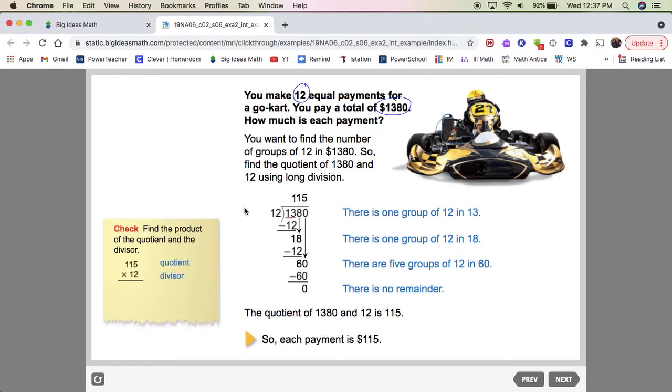You can check your answer by multiplying your quotient times your divisor, and you should get the dividend that you started with. There you go. Remember, you can stop this at any time and write down what you need to.